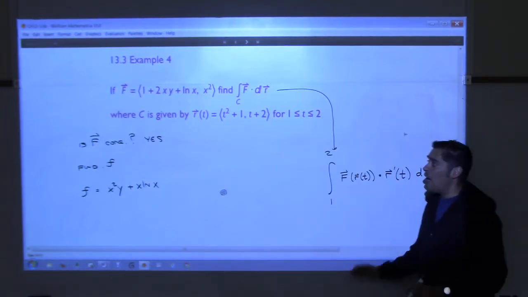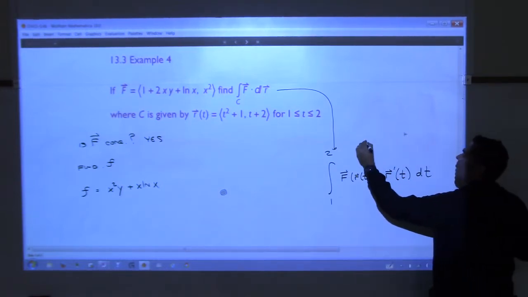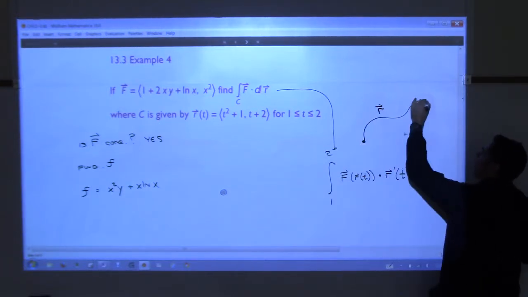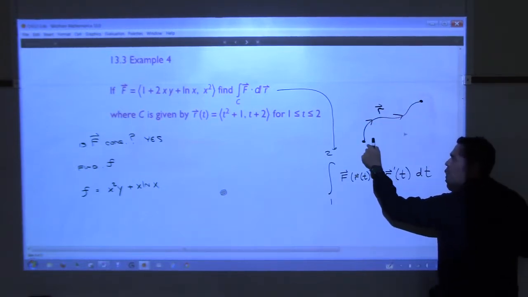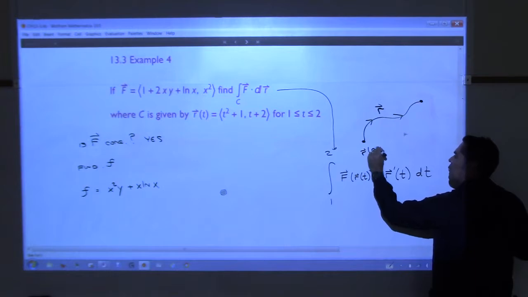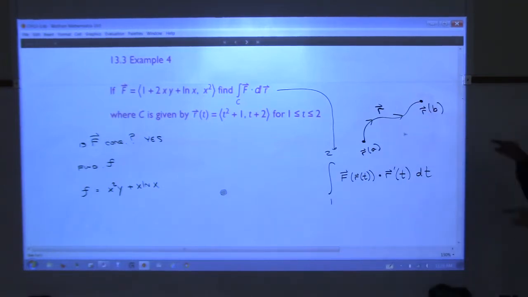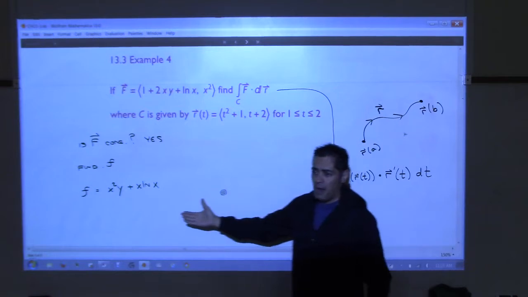So I need to find the two endpoints of the curve first. This is our curve r. Here and here are the two endpoints. There's some direction on this. I need to find this point, r of a, that's where we start, and this is r of b. I need to find those two points. Once I find those two points, what do I do with them? Plug them into f, and subtract.